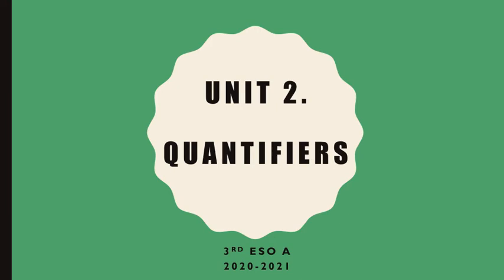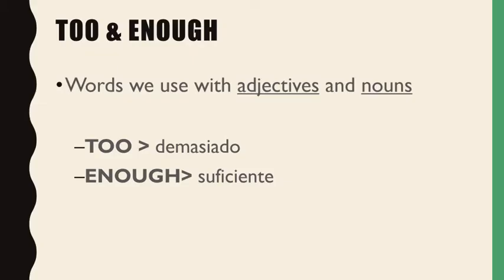Well, guys, as I told you, here you have the explanation of the quantifiers. To start with, I will tell you that the words we are going to learn are basically two. We have too and enough.